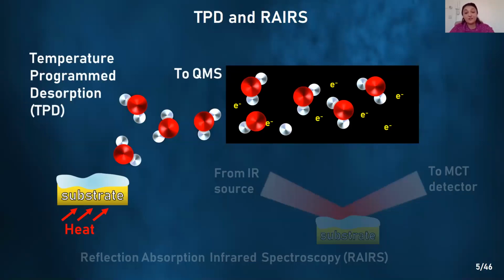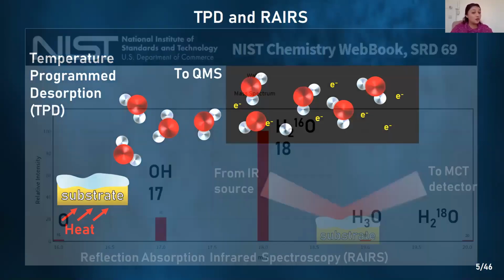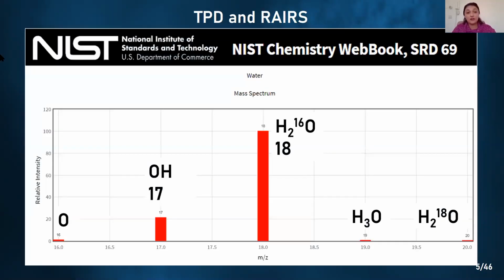As the molecules enter the QMS, they're bombarded by 70 eV electrons, which can then fragment the molecule. This fragmentation pattern is then a fingerprint of the molecule formed. So for example, with water, we can find its fragmentation pattern in the NIST database, which is a very helpful database, especially if the sample is not available to you.